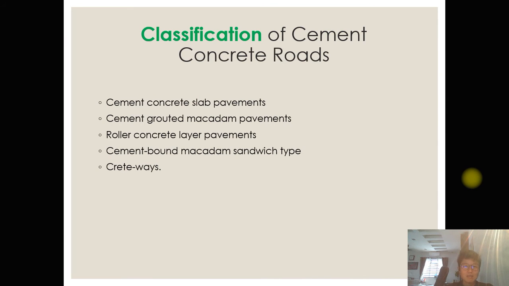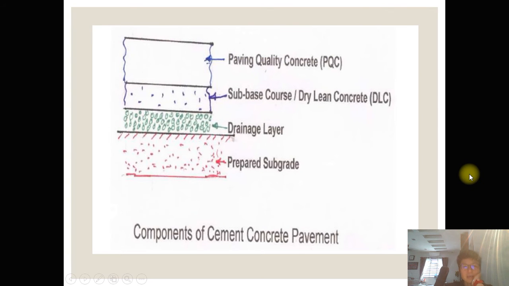So for the classification of it, we have several types here. The next slide will give you more details. These are the components structurally. We have seen this before. You need to have the subgrade, some drainage layer, subbase, and then you put in the pavement, the concrete slab. You can see that the structure is a lot simpler.